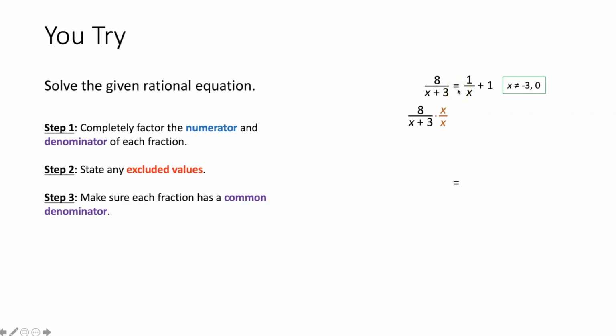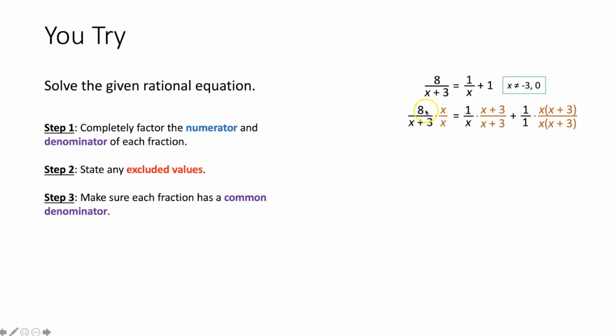Then I'm going to have equals, and then over here, what do I have to multiply this denominator by to get it to be x times x plus 3? Well, that would be x plus 3, and whatever I do to the denominator, I have to do to the numerator. And now, how do I get 1 over 1, because that's what 1 is, to have a denominator of x times x plus 3? I multiply it by x times x plus 3, and whatever I do to the denominator, I have to do to the numerator. Now I can simplify each of these.